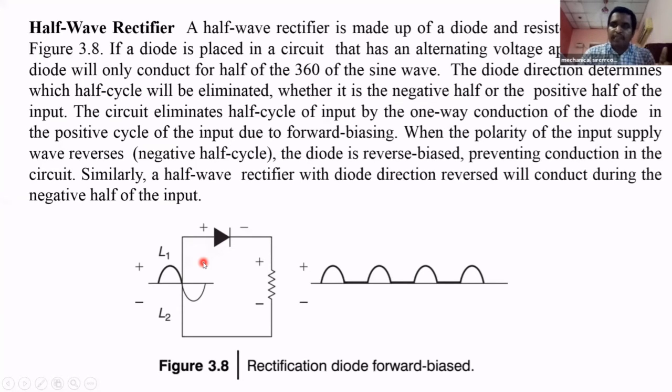Based on that we can connect. If we need the positive cycle, we can connect like this. If we need the negative cycle, just reverse it, so it is forward in this direction and reverse biased in the other. Now see that we are supplying AC current. For the first 180 degrees, the current is moving in this direction in this loop circuit. In the second, the current is moving in the reverse direction. For every 180 degrees, the direction is changing.